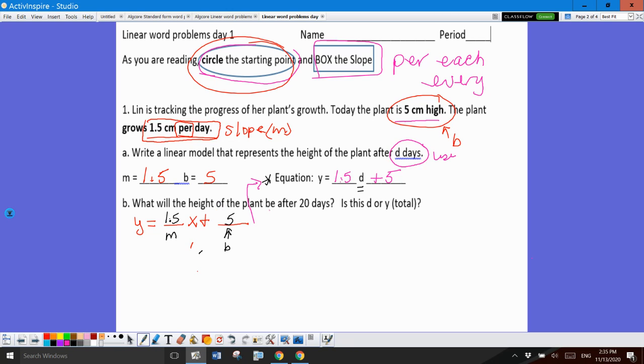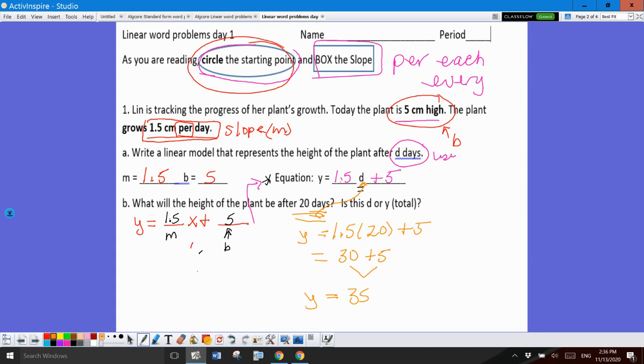What will the height of the plant be after 20 days? Okay, so we have to decide, is this the D for days, or the X value, or is it the Y that is the total? Well, I see that it says days, so that means I'm going to substitute in for my D. So I have 1.5 times the 20 plus my 5. And we know at this point we're just going to solve it. So 1.5 times 20, that is 30, plus 5, that's going to give me 35.